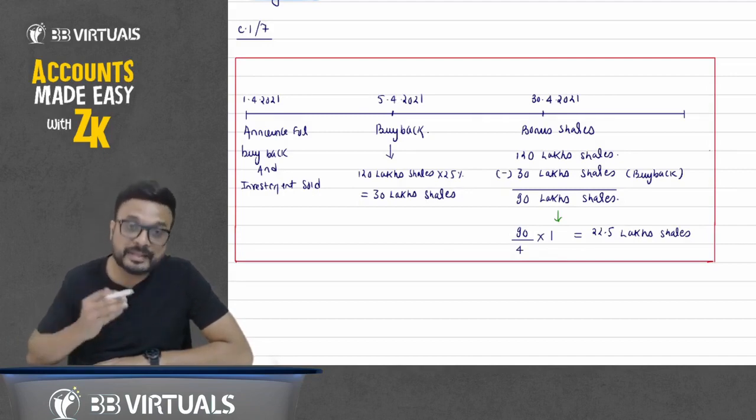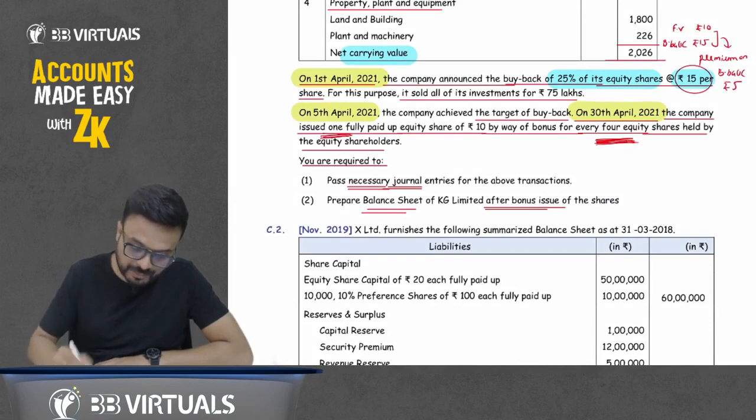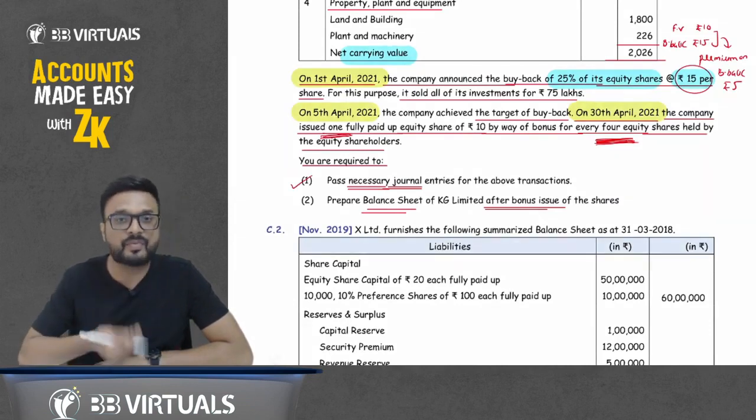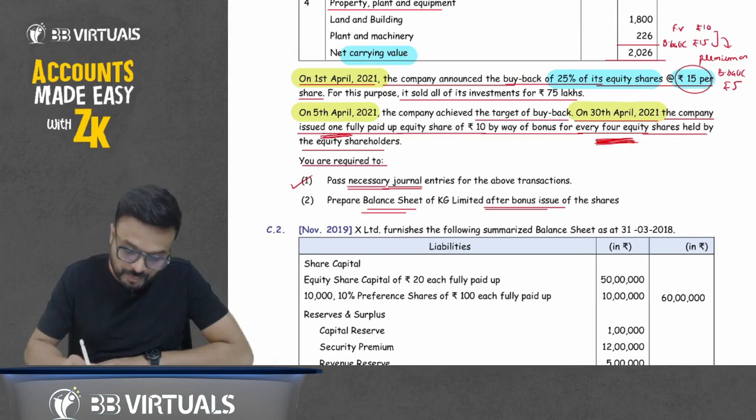Now we have to pass the journal entry. First, they have asked us to pass the journal entries, and then we will discuss the balance sheet. So write it down there.